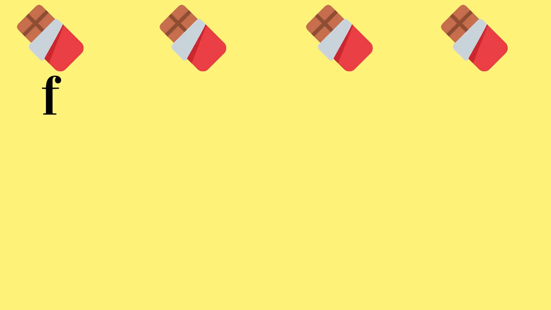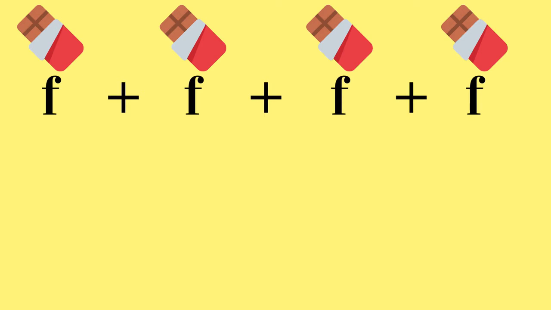Expressions using multiplication can also be written using a different format to normal calculations. For example, if F is the price of a chocolate bar and you buy 4 chocolate bars, then the total amount you would be paying is F plus F plus F plus F, which is 4 multiplied by f. However, in algebra, we would leave out the multiplication sign and write 4f.